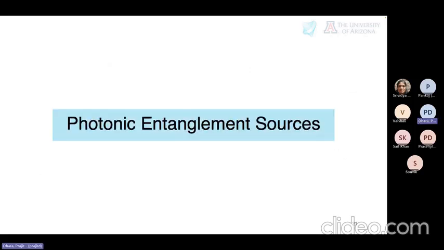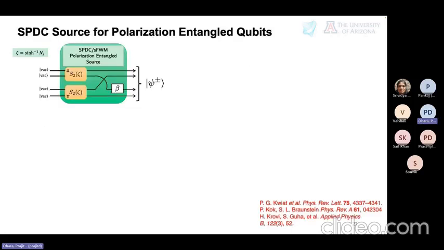The first session on this is photonic entanglement sources, and the most famous one, the one that essentially won the Nobel Prize last year, not in the form that I'm going to show, but in a similar form, is the SPDC source of entanglement. Specifically, if we choose the dual rail encoding, what we want is the SPDC source of polarization entangled qubits.